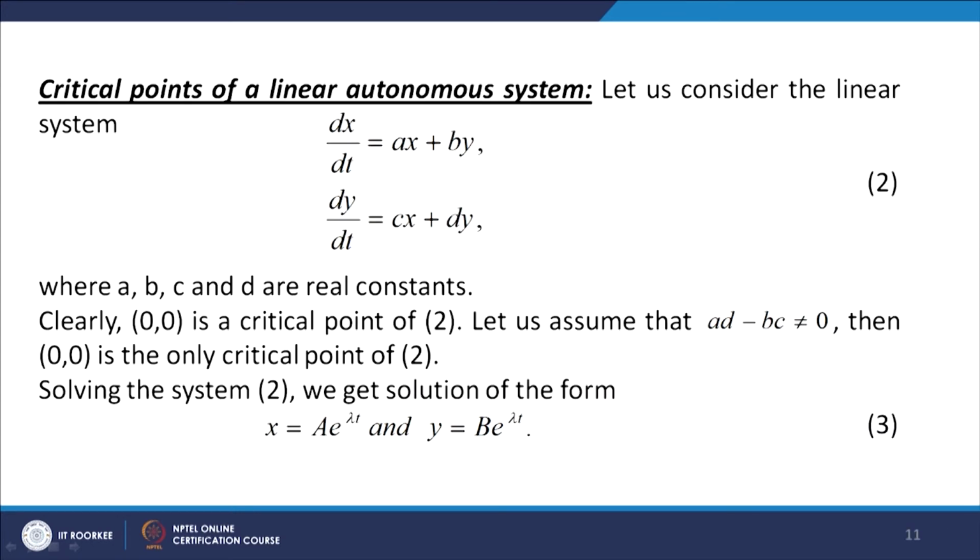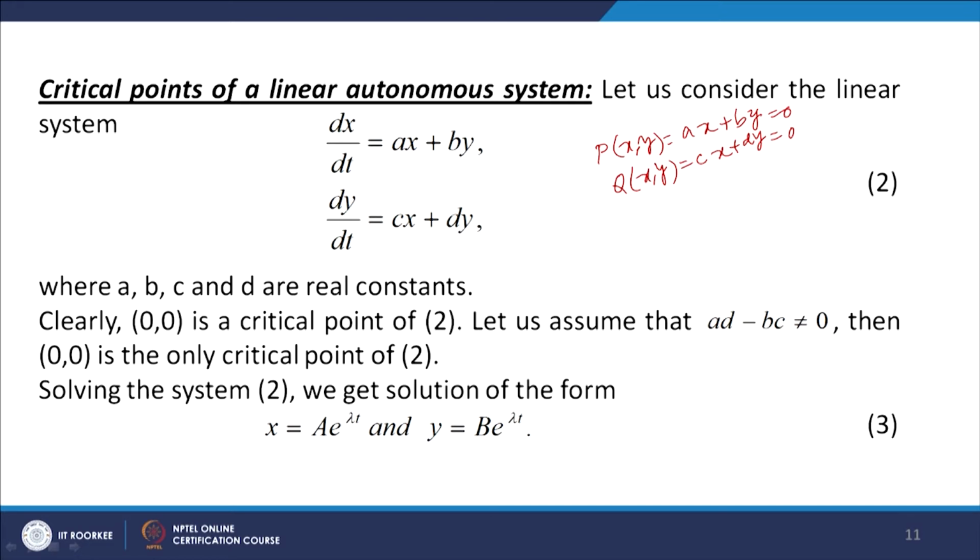Okay. Now, let us consider critical points of a linear autonomous system. Let us consider the linear system dx by dt equal to ax plus by, dy by dt equal to cx plus dy, where a, b, c and d are real constants. So, here P(x,y) equal to ax plus by and Q(x,y) equal to cx plus dy. So, the critical points of this autonomous system are given by P(x,y) equal to 0 and Q(x,y) equal to 0. That means ax plus by equal to 0 and cx plus dy equal to 0.